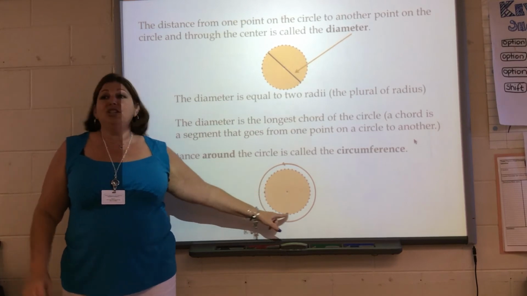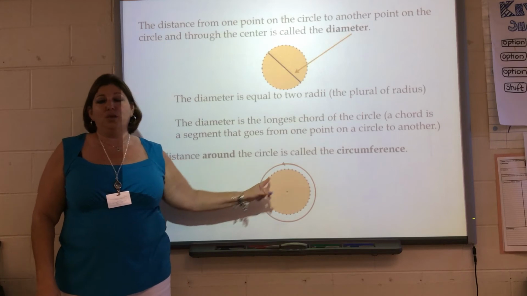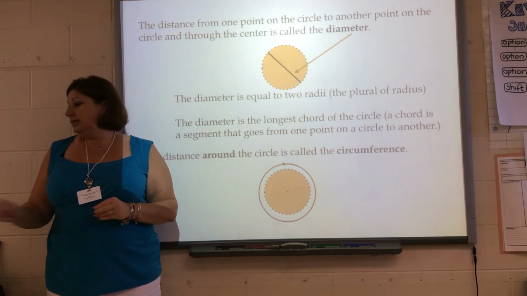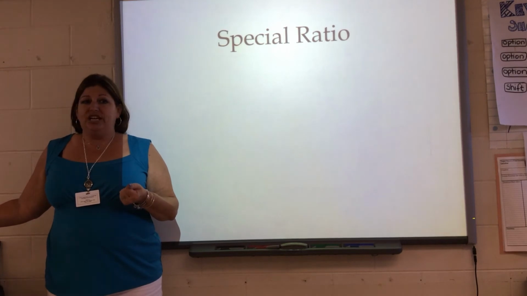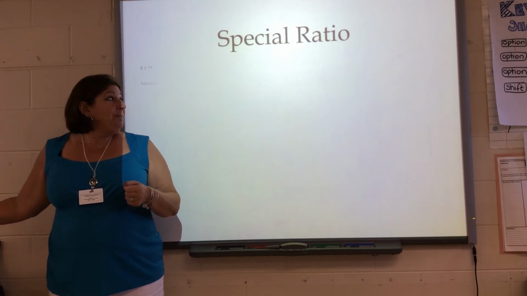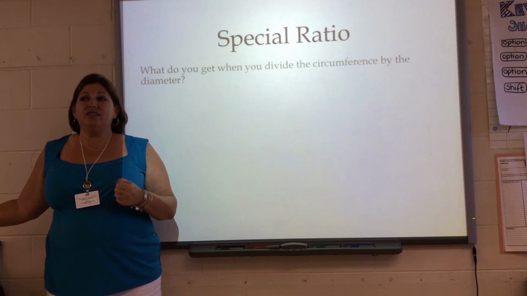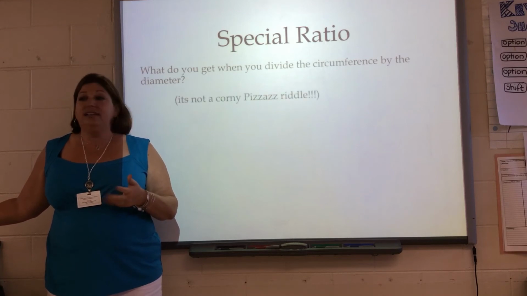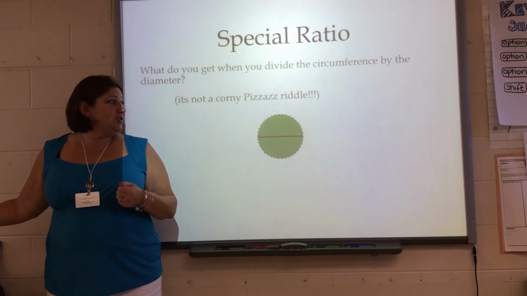So it's similar to the perimeter of a polygon in that we're measuring how far all the way around we're going. Okay, there is a special ratio, and we know a ratio is a fraction. It's a comparison of two units. What do you get if you divide the circumference of a circle by the diameter of the circle? And it's not one of those corny pizzazz riddles. Let's go ahead and try that.